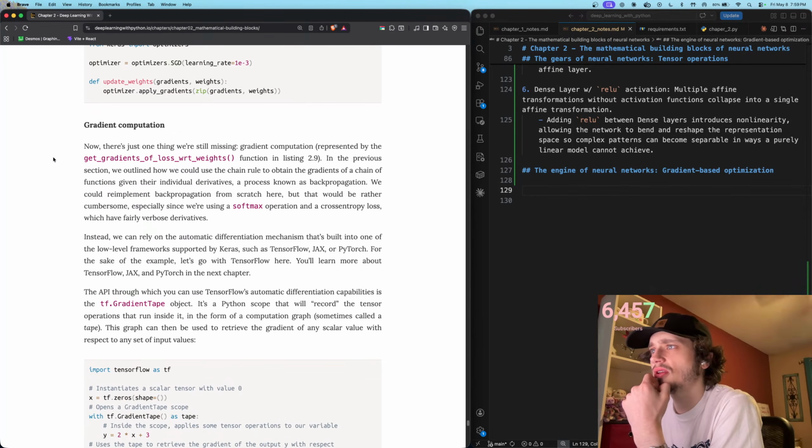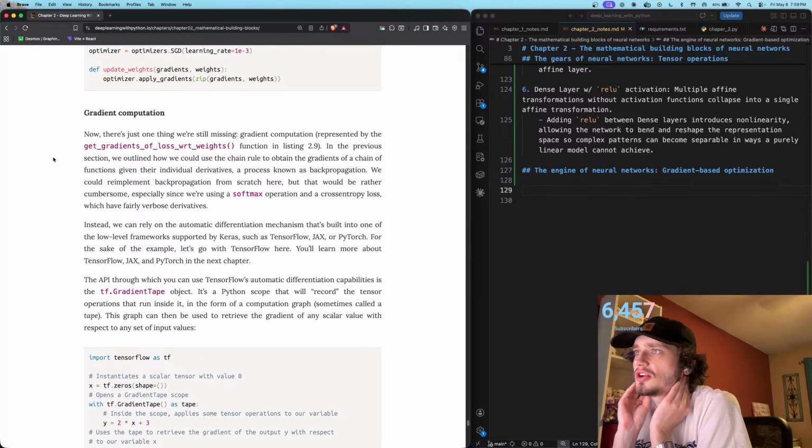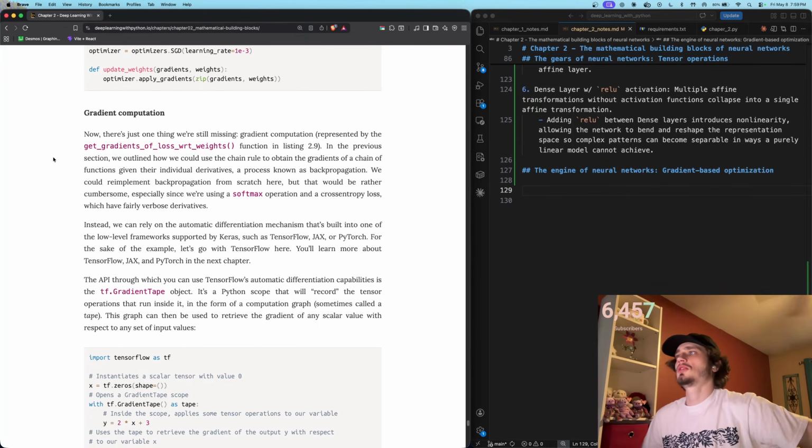Gradient computation. Now there's just one more thing we're still missing: gradient computation, represented by the get_gradients_of_loss_wrt_weights function in listing 2.9. In the previous section, we outlined how we could use the chain rule to obtain the gradients of a chain of functions given their individual derivatives, a process known as backpropagation. We could re-implement backpropagation from scratch here, but that would be rather cumbersome, especially since we're using a softmax operation and cross entropy loss, which have fairly verbose derivatives.